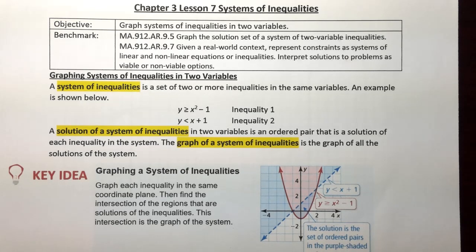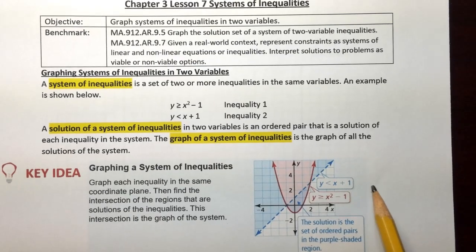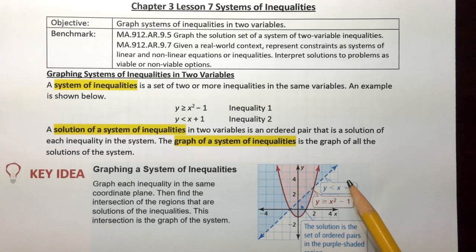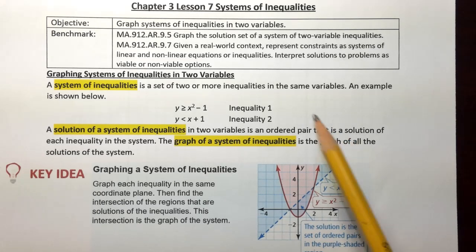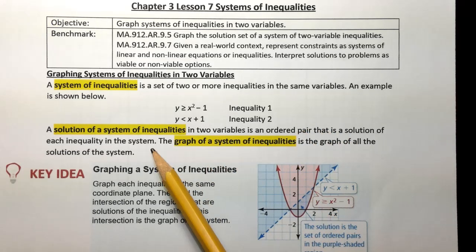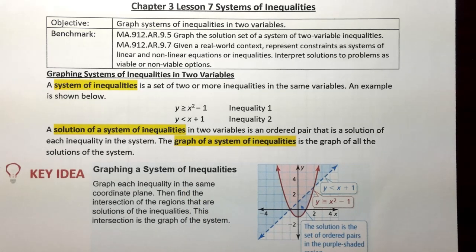However, this time instead of one graph, we're going to have two graphs. So we're talking about a system of inequalities, and as you can see here, a solution of a system of inequalities in two variables is an ordered pair that is a solution of each inequality in the system. So the graph of a system of inequalities is the graph of all the solutions of the system.